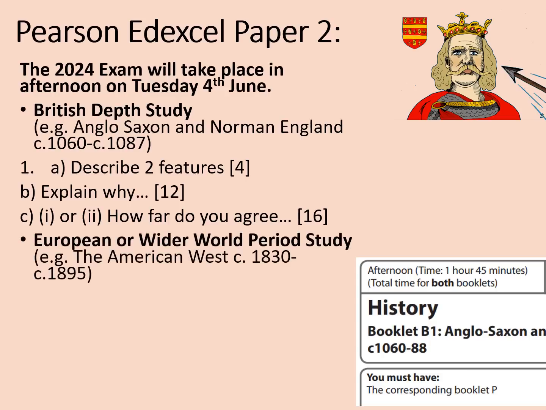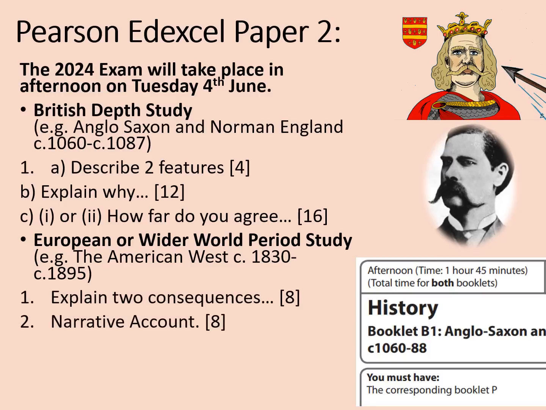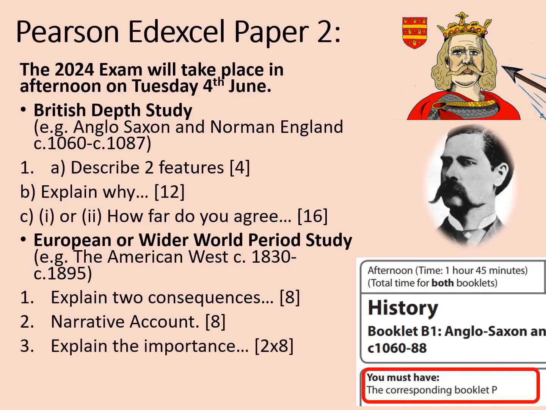The second part of the paper, usually included in a separate booklet, is a European or wider world period study. For example, the American West, circa 1830 to circa 1895. For this part of the exam, you'll have to explain 2 consequences for 8 marks. And you'll have to write a narrative account of a particular event or theme for another 8 marks. Then you'll be presented with 3 questions where you explain the importance of one thing to another. You'll have to choose 2 out of these 3 questions, again picking the ones which are best for you.